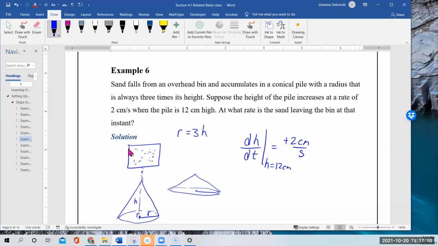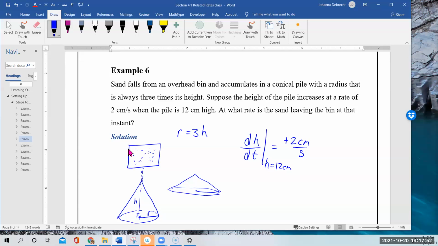At what rate? Well, that's a derivative again. So I'm looking for a derivative of some kind. Is the sand, okay, leaving the bin, okay, at that instant? So I've got to think about at what rate the sand is coming out, but how do I measure sand? When I think about measuring sand, I don't say I have 3 feet of sand. I might say it's 3 feet deep, but I don't say it's 3 feet long. When you go to buy sand, you buy sand in cubic yards. In other words, sand is measured in volume.